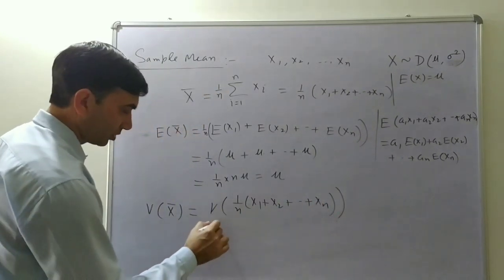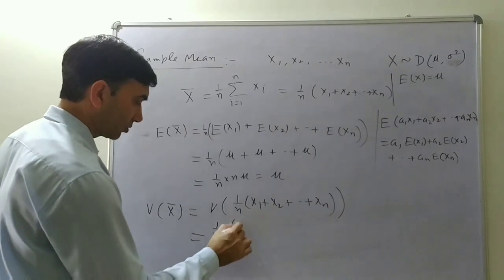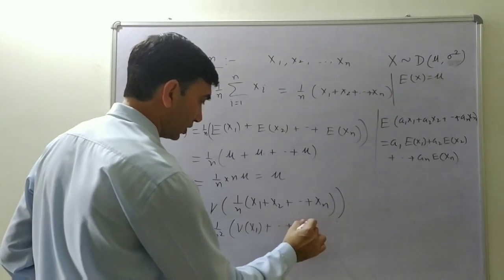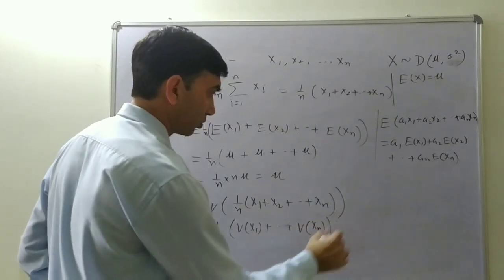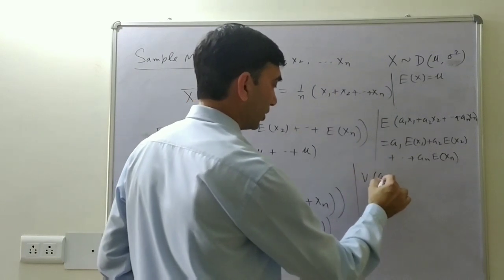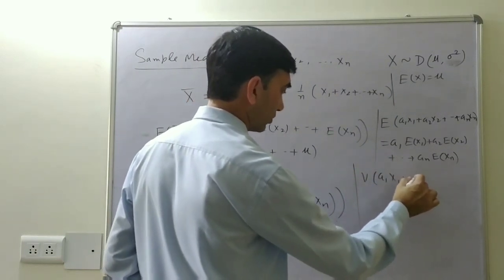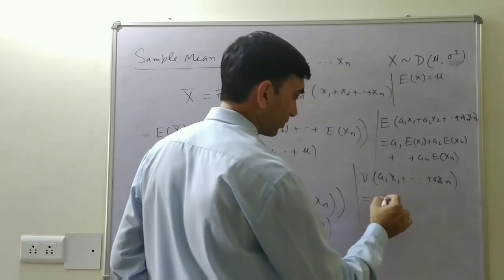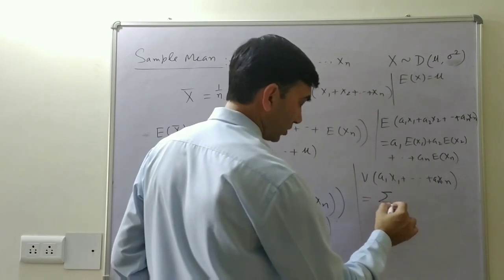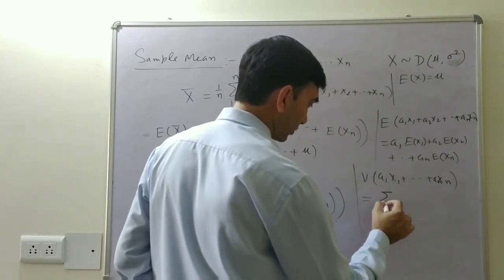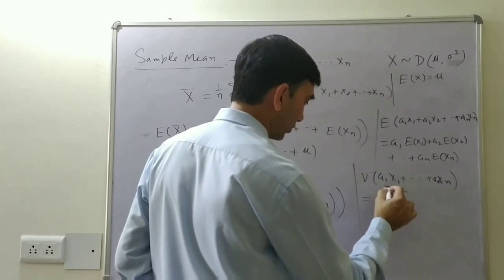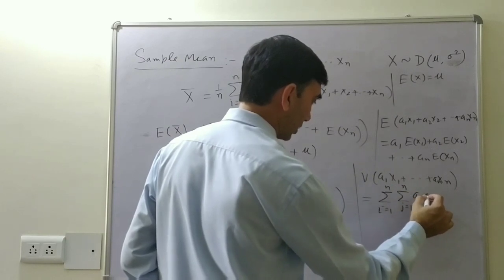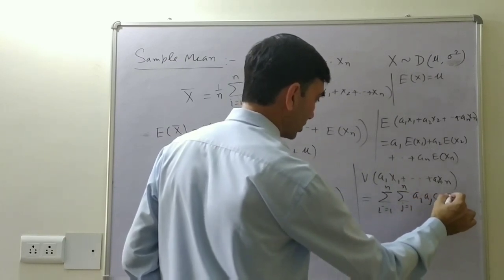So by variance property, this can be written as 1 by n square Vx1 plus and so on, Vxn. Which property? Variance of this linear combination of random variables is given by summation i varying from 1 to n, summation j varying from 1 to n, ai aj covariance xi, xj.